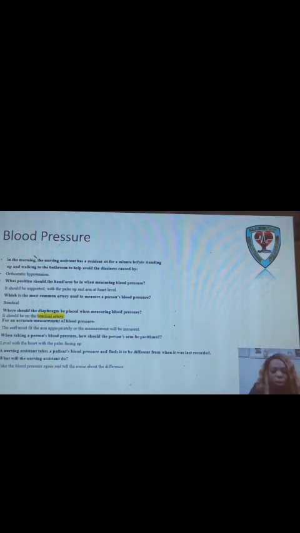Once a nursing assistant takes the blood pressure and you find that the blood pressure is different from the last blood pressure that you recorded, the very first thing you're going to do is check the blood pressure again. And if you're still not satisfied with your measurements, then you would go to the nurse and have the nurse check the blood pressure.